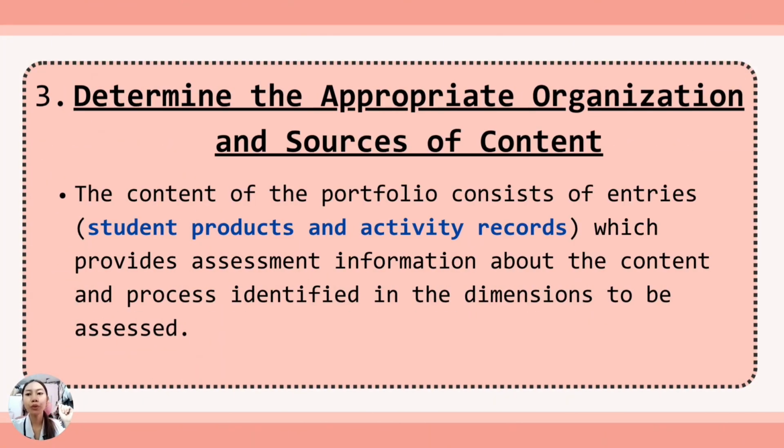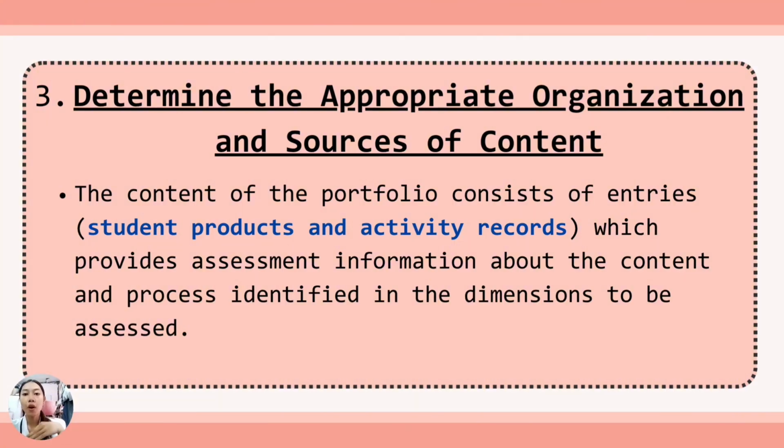Now, let's move on to the third step. Here in the third step, the content of the portfolio includes student outputs that provide evidence of learning. But here is the important part. Not all student work should be included. So you must carefully select outputs that truly represent the learning progress, the skill development, and then the achievement.